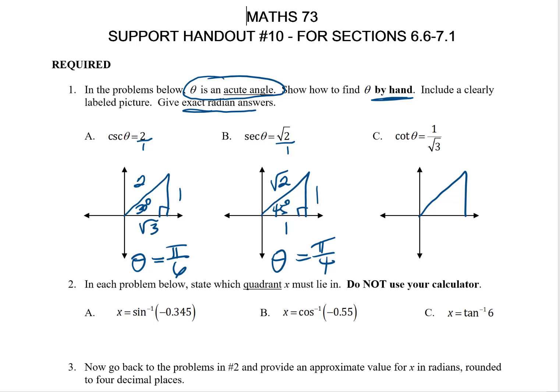Let's see, cotangent, reciprocal of tangent. Tangent's opposite over adjacent, so cotangent would be adjacent over opposite. And this is just that same 30, 60, 90 triangle. This time the angle here is 60 degrees. 60 degrees goes opposite the root 3. And so my radian answer would be pi over 3.